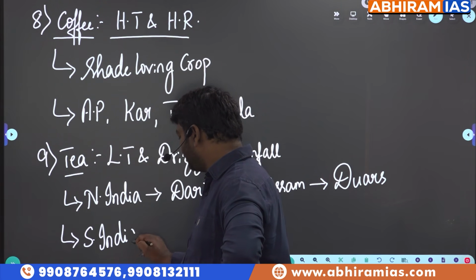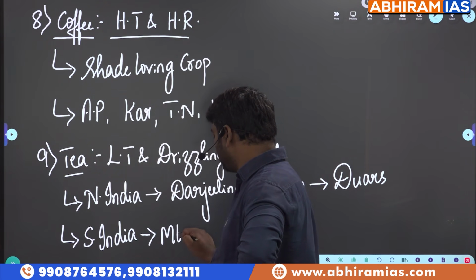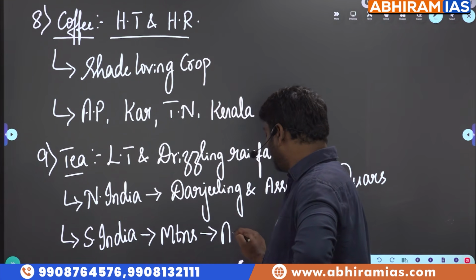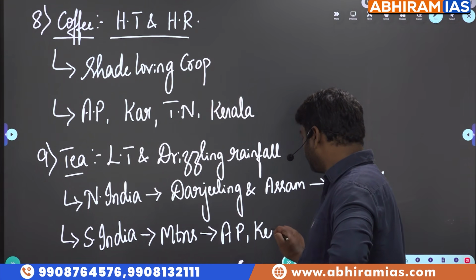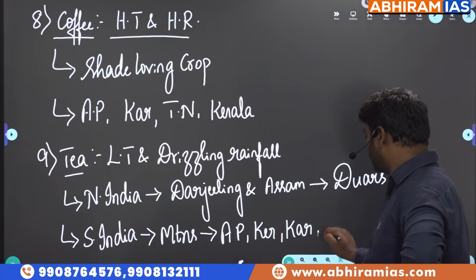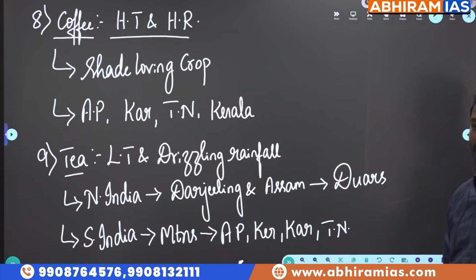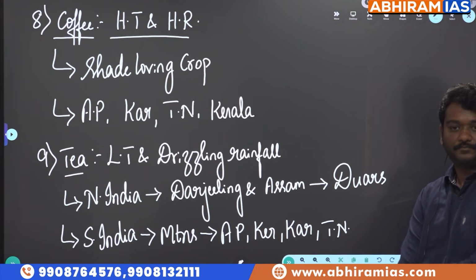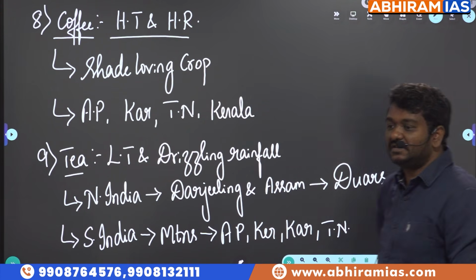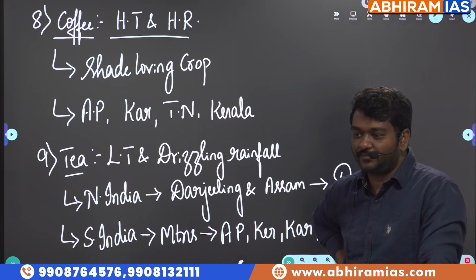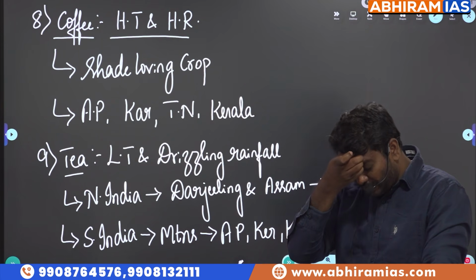Guys, in South India, wherever mountains are there, again Andhra Pradesh, Kerala, Karnataka and Tamil Nadu, you will have tea cultivation. Okay. So in South India, guys, almost everything is there wherever the Eastern Ghats and Western Ghats meet. Right? So this is Indian agriculture, from the geography point of view.